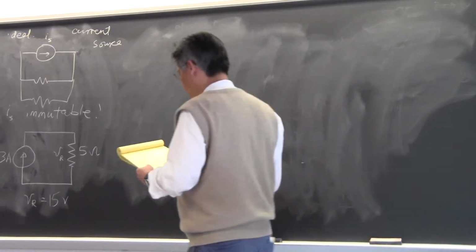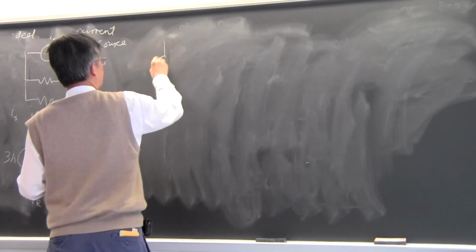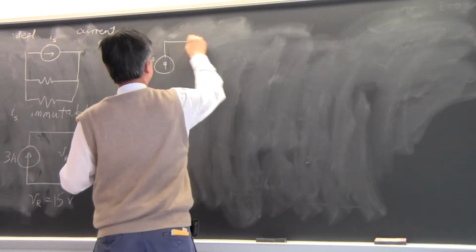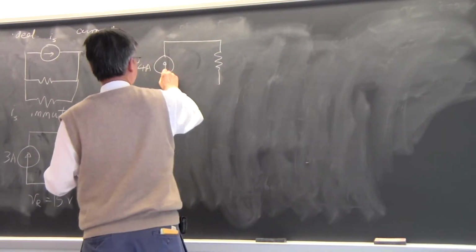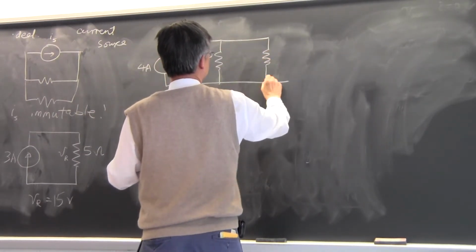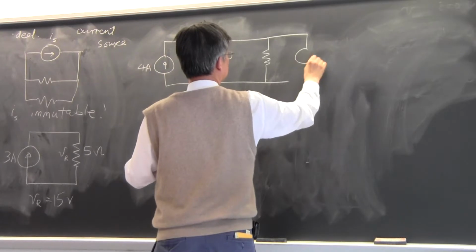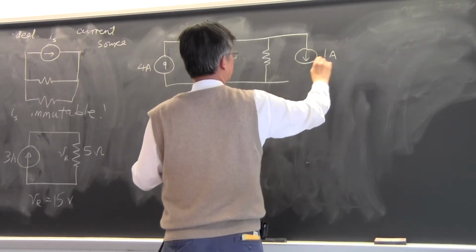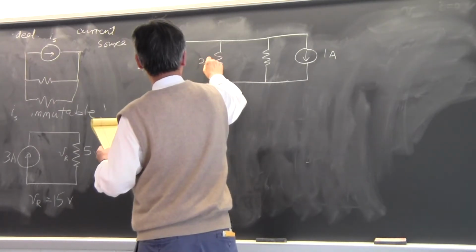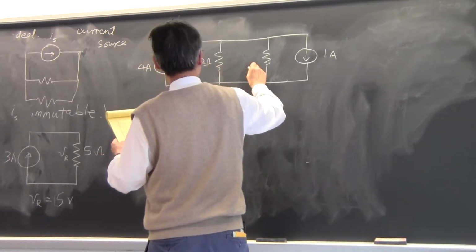The textbook has an example, which I like to write down: you have an ideal current source of 4 amps, and then you have 2 resistors hooked in parallel. One amp going that way, and then you have 2 ohms, and then you have 1 ohm.